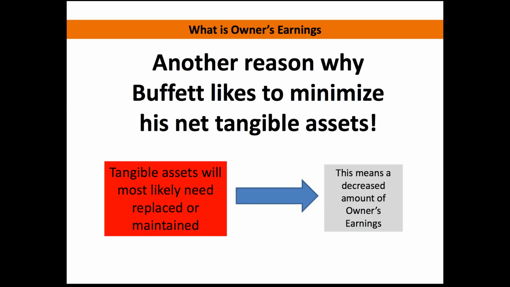As we look at this and understand Buffett's opinion on goodwill and a couple of other things, we can see why Buffett likes to minimize his net tangible assets. And this is the reason why. Tangible assets will most likely need to be replaced or maintained. It's like that computer, like all the inventory, like the buildings for Walmart. All those things need to be maintained and replaced, and what this means is a decreased amount of owner's earnings.